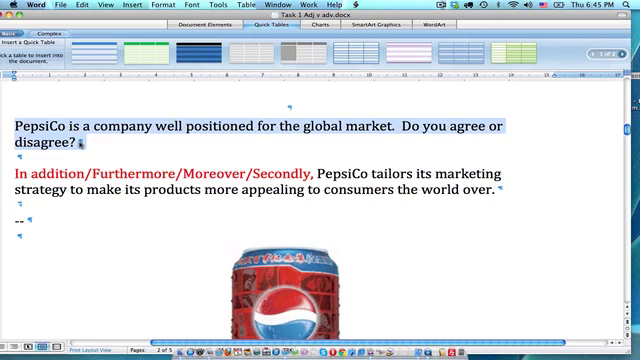Okay, so I didn't want to choose anything that was overly complicated and that only maybe certain language would apply to. This is a very simple topic, and I think it will more easily express the points that we want to get across today. So the question reads: PepsiCo is a company well positioned for the global market. Do you agree or disagree?